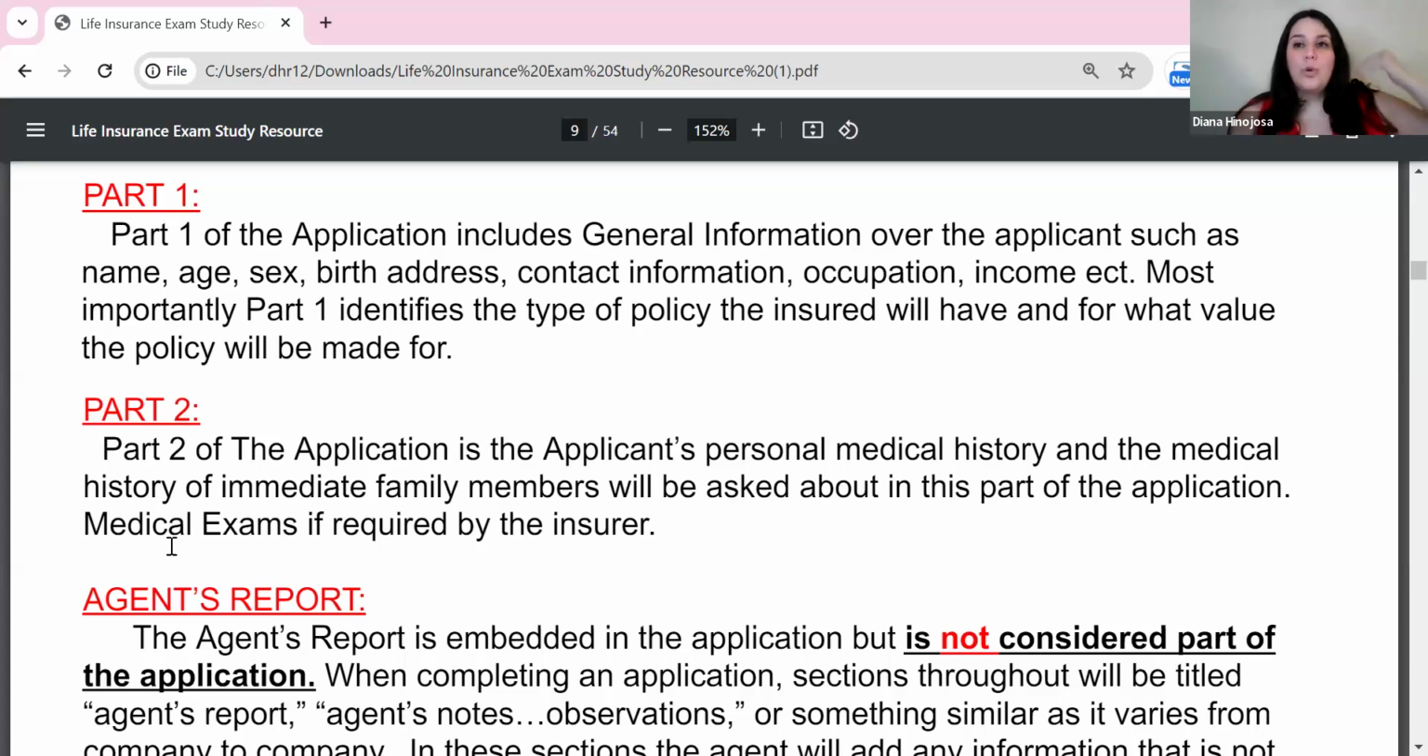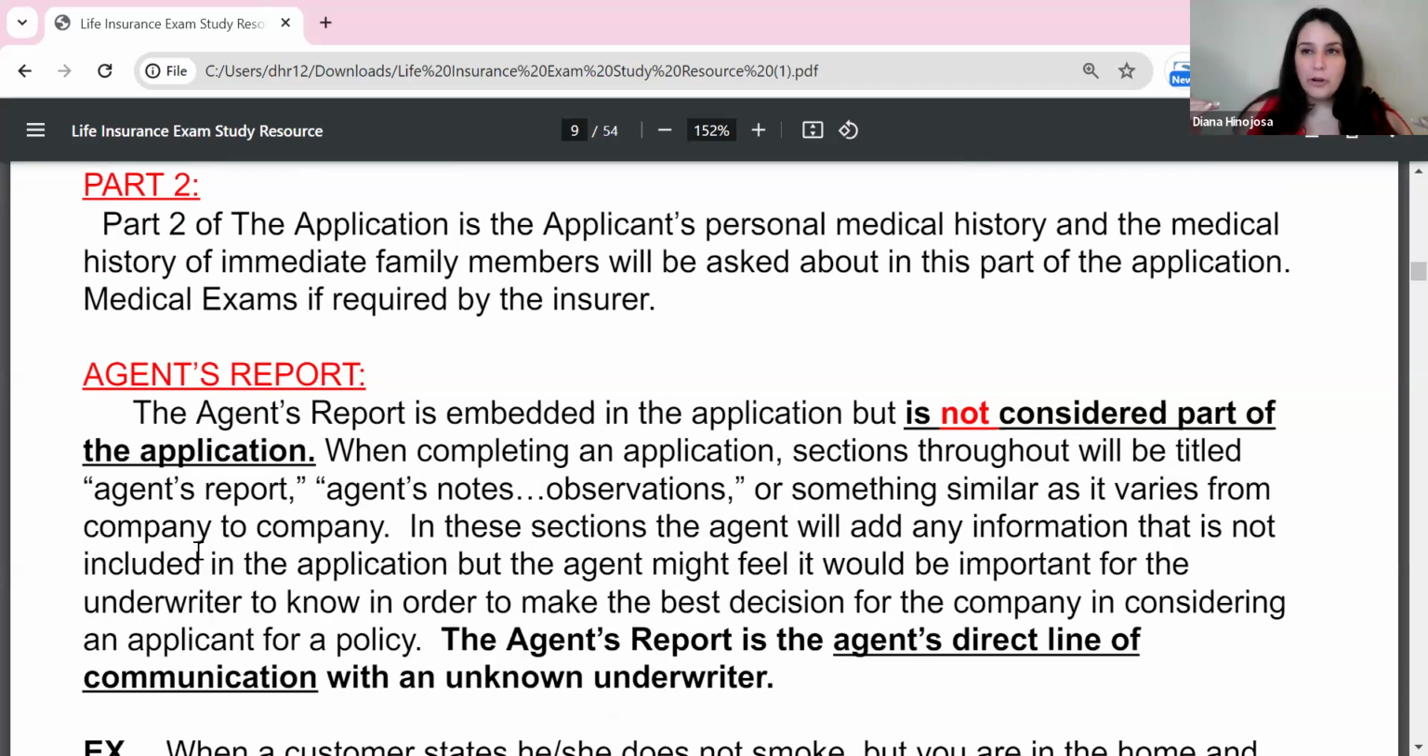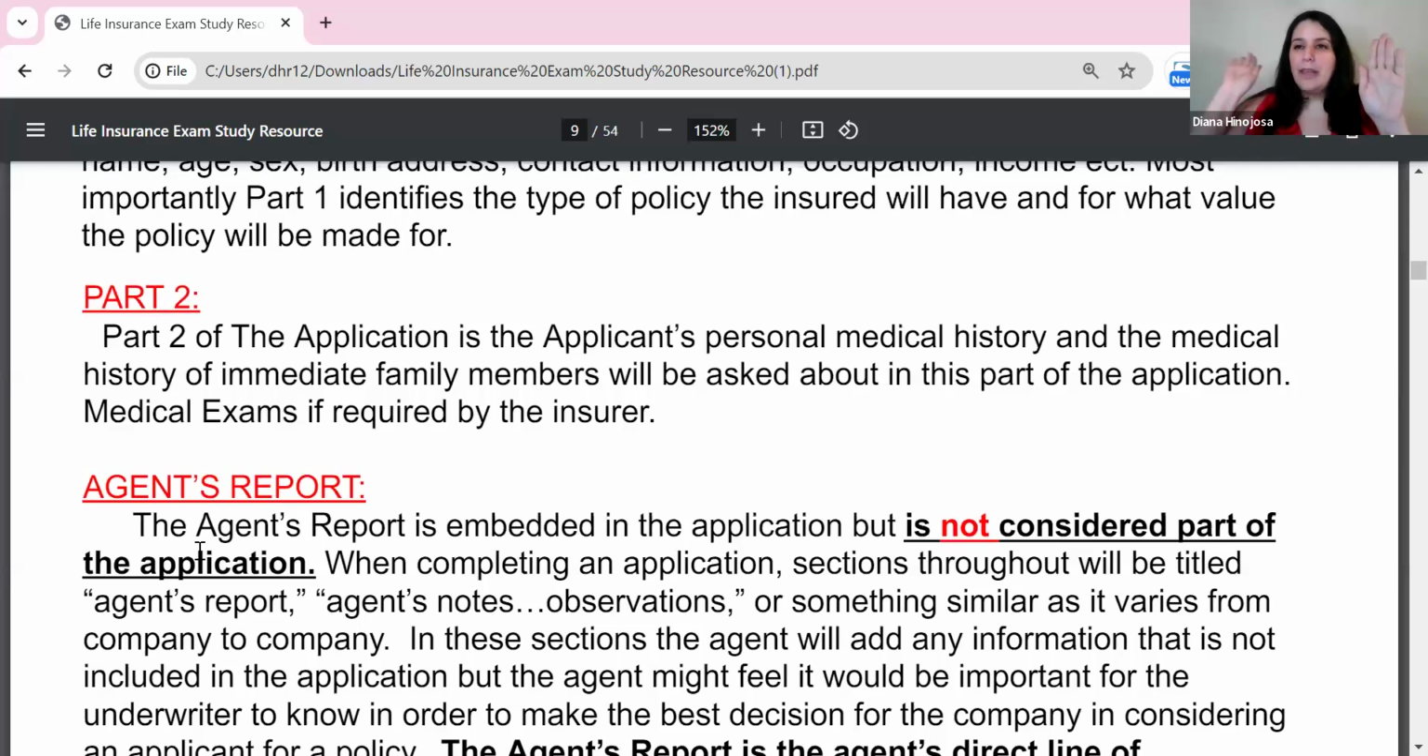And then we're going to add the agent report. The agent report is not officially part of the application. We do not consider it part of the application. It seems like we're filling out the application and the agent report because we're going to talk about them separately, but they're not separate. They are one form. Your agent report is embedded throughout your application. So you are filling out one long form, especially if you're doing this on paper.